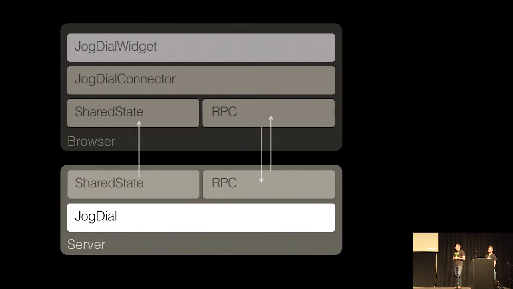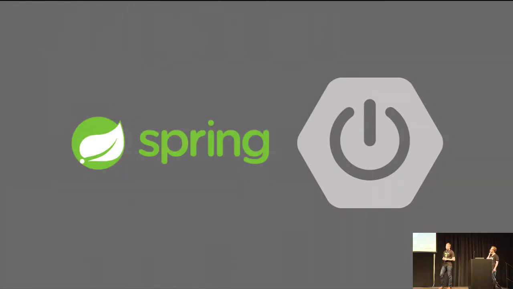About developer productivity, in this case all you have to know is the actual jog dial component on the server side. And this is one of the key benefits of Vaadin, to be able to ignore all the other, let's say, lower abstraction level parts of the actual framework, unless you want to modify them. What about Spring then?